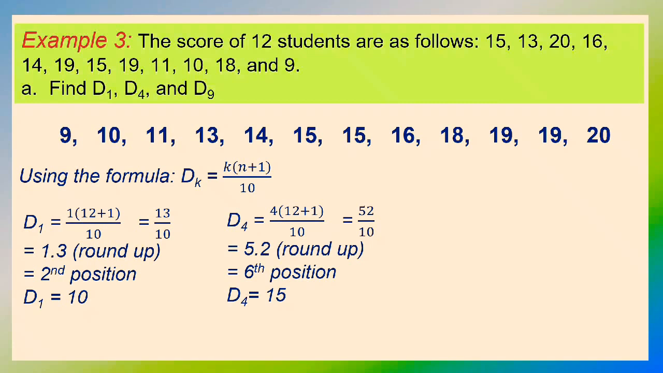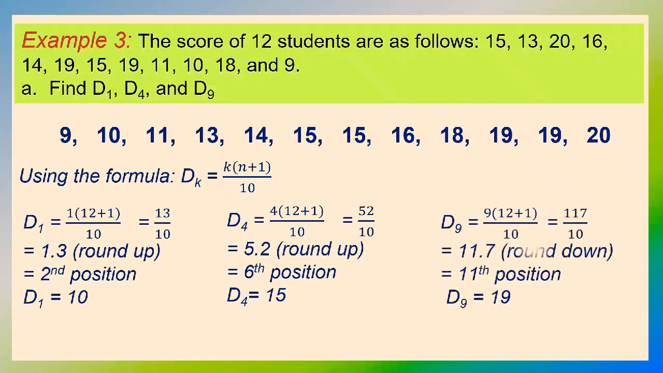And finally, class, for the 9th decile, that is 9 times 12 plus 1 all over 10. So that is equal to 117 all over 10. Getting the quotient of 117 over 10, that is equal to 11.7. So comparing with the first as well as the fourth decile, the 9th decile has also a decimal value.